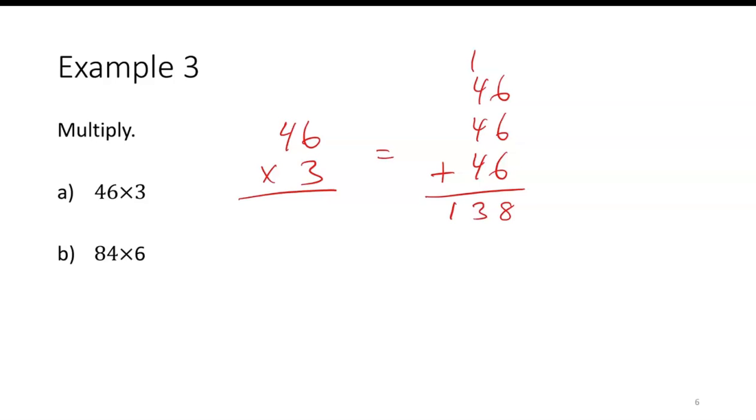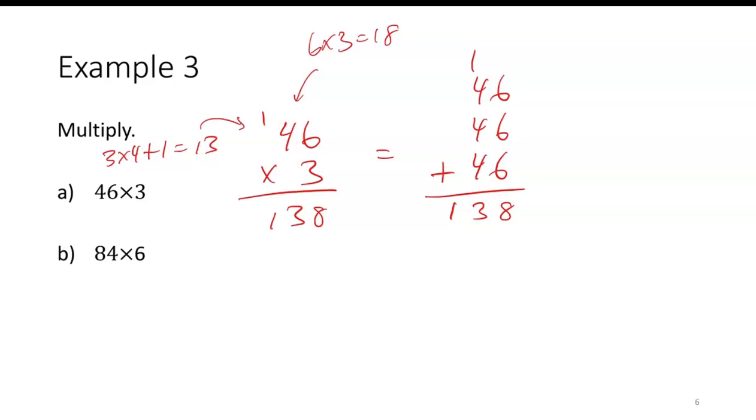If I'm doing this as multiplication, I would start off: 6 times 3 is 18. So I'd put the 8 down and carry over. And then I'd go 3 times 4 plus that extra 1 gives me 13. Either way, I get the same answer.